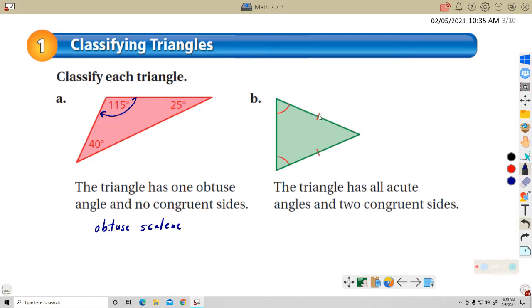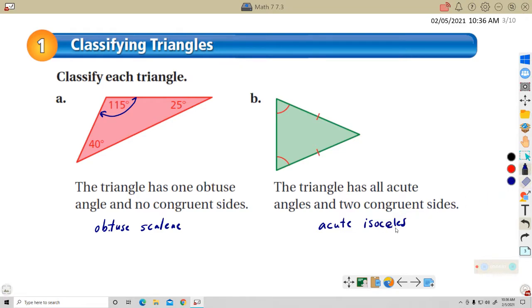This one, okay, so this has two equal sides, but not a third. These are equal, and two equal angles. It has all acute angles and two congruent sides. So this would be an acute, I think that's supposed to be a C. Sorry. I can't spell these funny words.